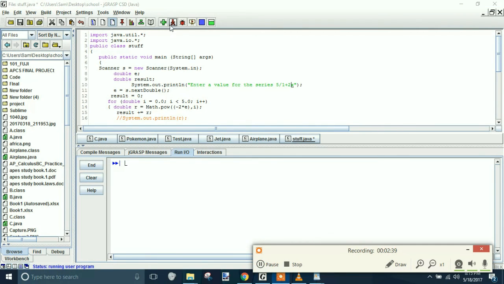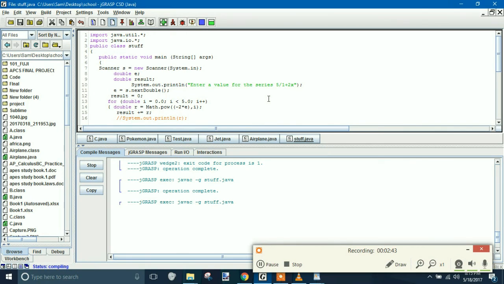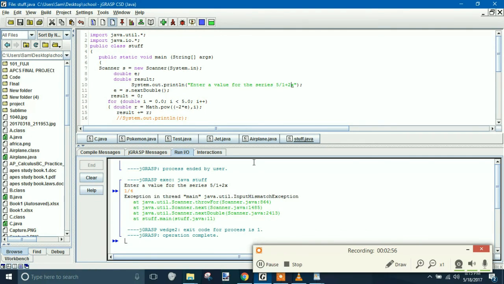All right, we are back. I had removed the actual declarations of each function, so I just put those back in, and we're going to run the program again. We see that it now says 5 over 1 plus 2x, and we're going to put in our original number, 1 over 4, to see that it crashes.